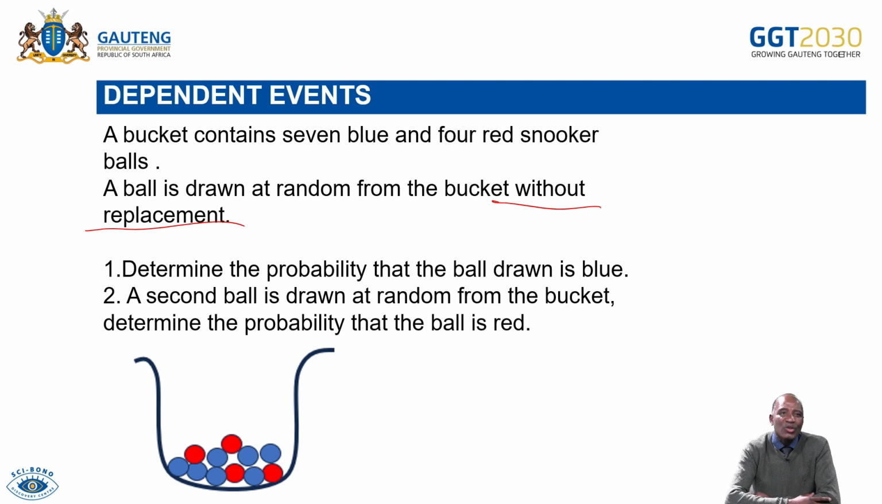Right. We are told that in that bucket there are 7 blue and 4 red. If you count there are 7 blue and 4 red. You put your hand into the bucket and pick a ball at random. Then the question says, 1, determine the probability that the ball drawn is blue in your first draw. 2, a second ball is drawn at random from the bucket. Determine the probability that the ball is red this time. Remember, we said you are choosing without replacement.